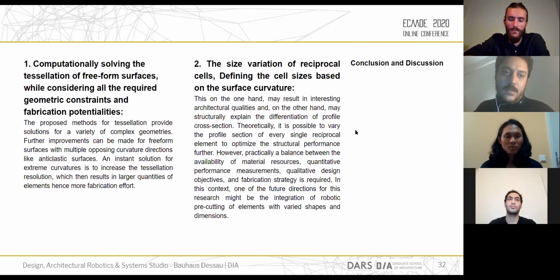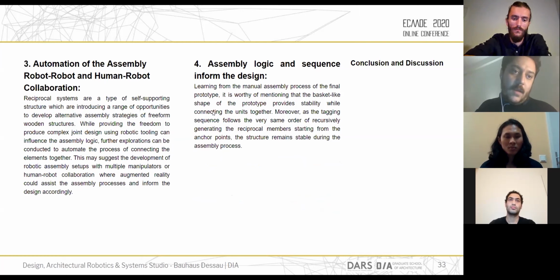For the conclusion, in the discussion, we have concluded four major findings. One is about this computational design to robotic production workflow, which considers geometric and fabrication constraints and potentialities. Another interesting finding is that if we apply a variation of reciprocal cells, we might be able to integrate interesting architectural and structural considerations. Third is about the way we can think of automating the process of assembly using robot-to-robot or human-to-robot collaboration as a follow-up. And fourth is about the way the assembly logic can potentially inform the overall design. For instance, in this case, we see how these basket shapes are helping the stability of the structure, not only after it is finalized, but also during the process.